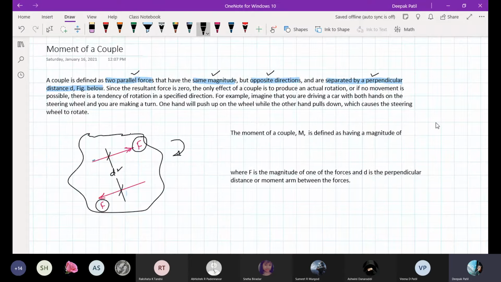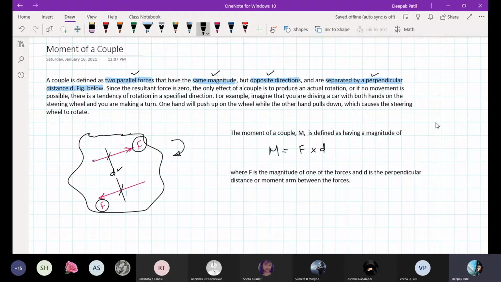Then how do we represent the moment of a couple? The moment of a couple M is given by the magnitude of the force applied multiplied by the perpendicular distance between them. It is the same as the moment of a force. So the moment of a couple is also the same as the moment of a force.